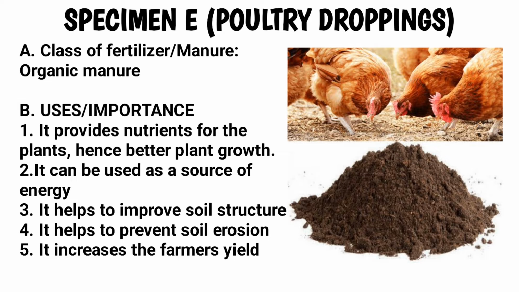Next, the uses and importance. Basically, we have two uses, which are provision of nutrients for plants, hence it helps to promote plant growth, and secondly, it is used as a source of energy. Then for the importance, the poultry droppings help to improve soil structure. It also helps to prevent soil erosion, and lastly, it increases the farmer's yield because when the plant grows very well, the farmer automatically sells a good product and hence he earns a better income.